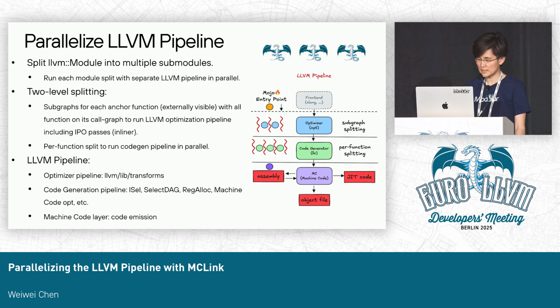If we put this into the LLVM pipeline context on the right side, the LLVM pipeline mainly consists of four parts: the front end, the optimization and transformation passes, codegen, and then code emission. We don't really care about the front end here because we have our own front end. So the subgraph level splitting mostly applies to the optimization passes, the second part, and for the codegen part we do per-function level parallelization.